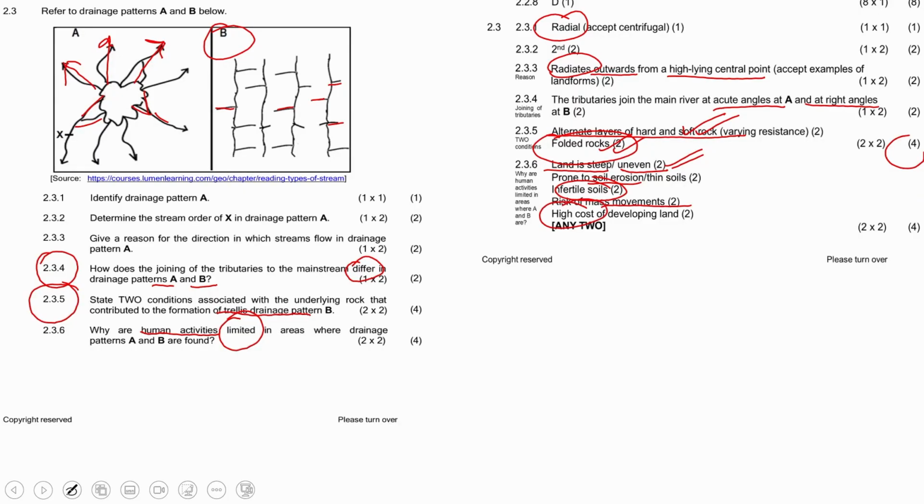Also because the land itself is mountainous, it is hilly, it is folded, it will be very, very expensive to develop. So there might be other answers that learners have, but we try to align those answers with what we have in our marking guideline. And we want any two of those, meaning 2 marks, 2 marks, and we give you 4 marks.